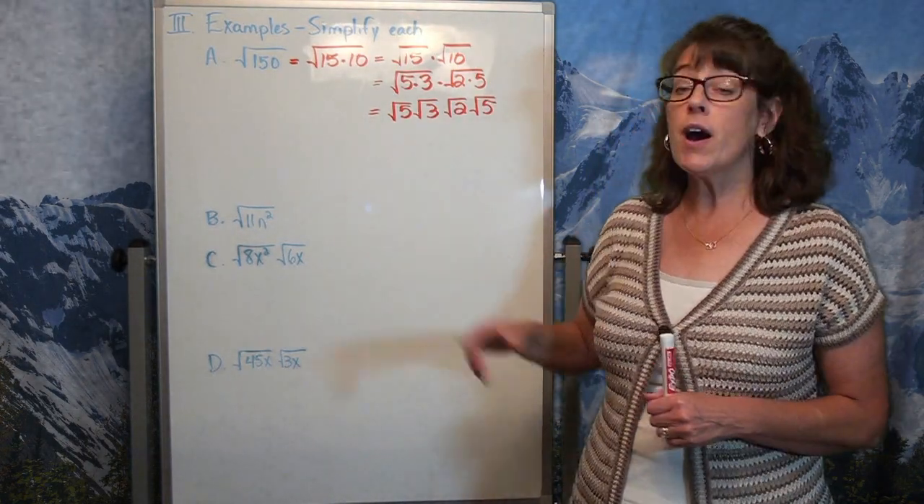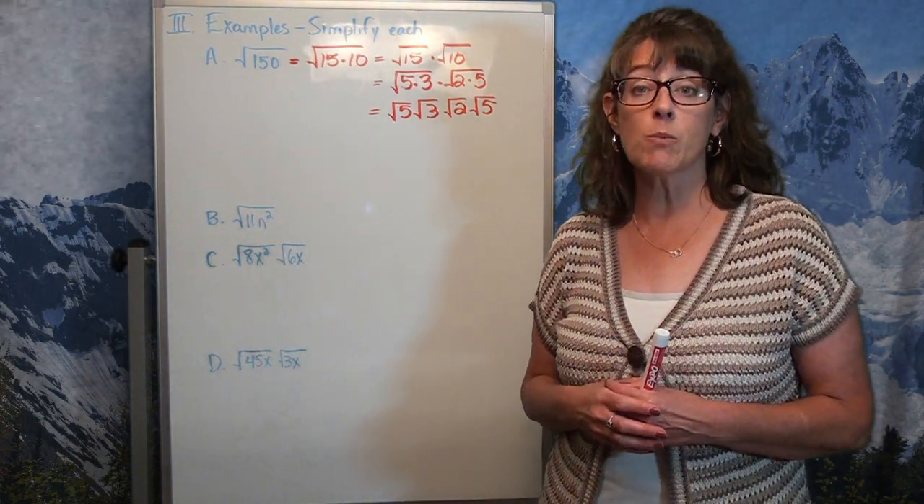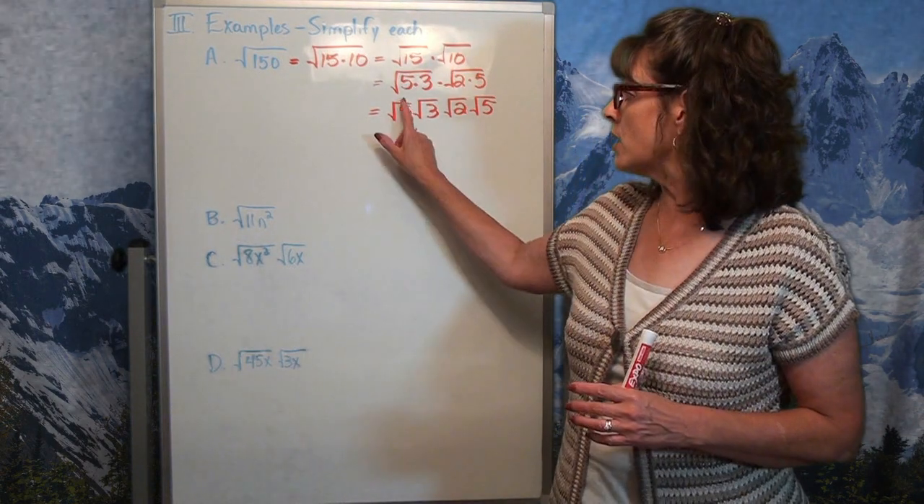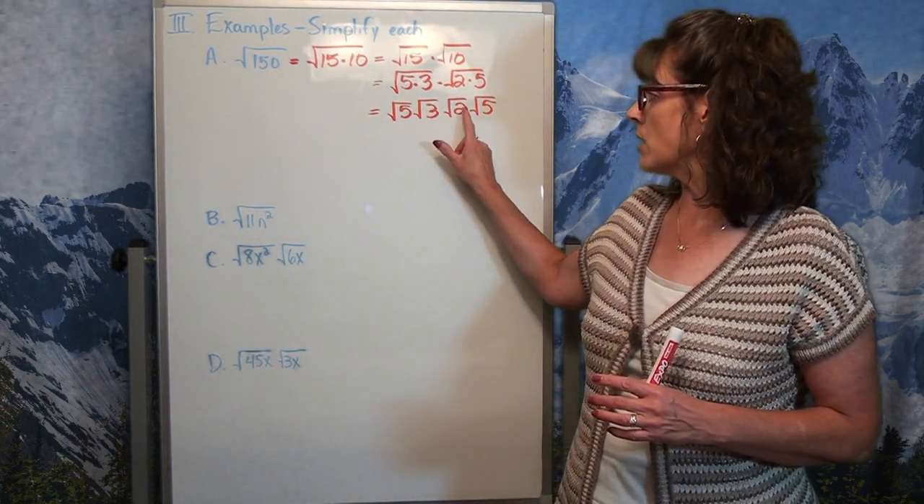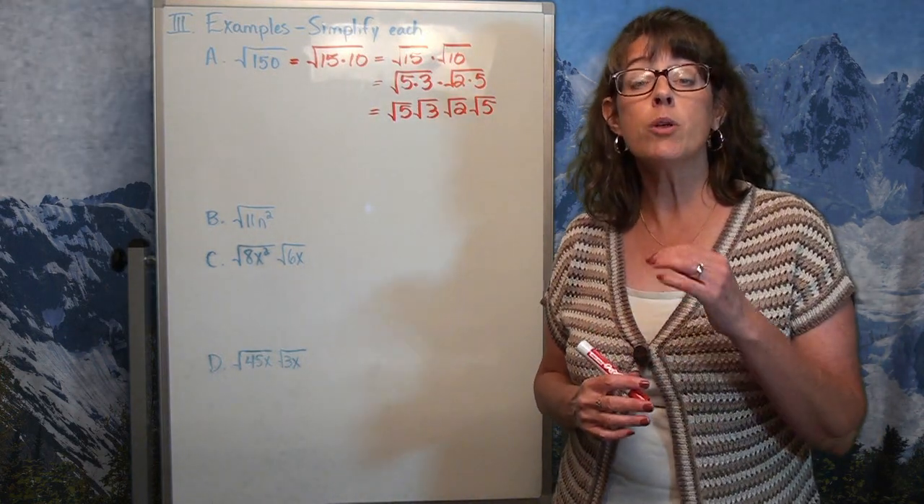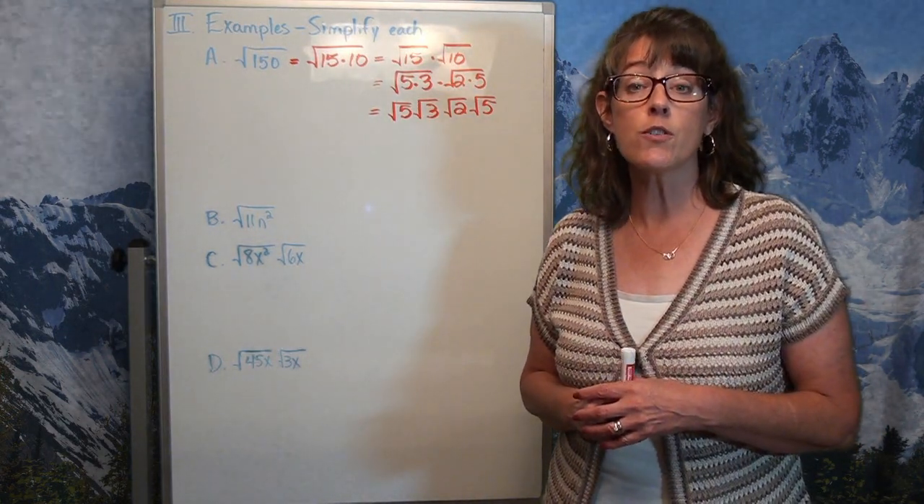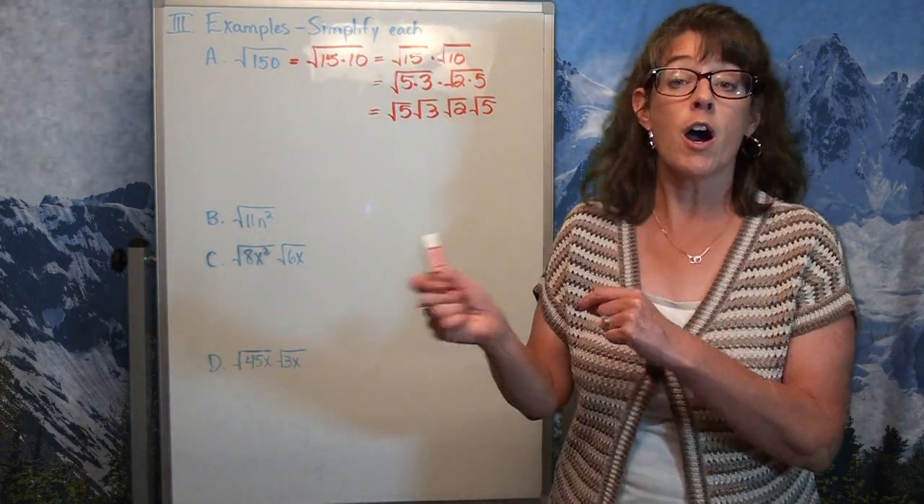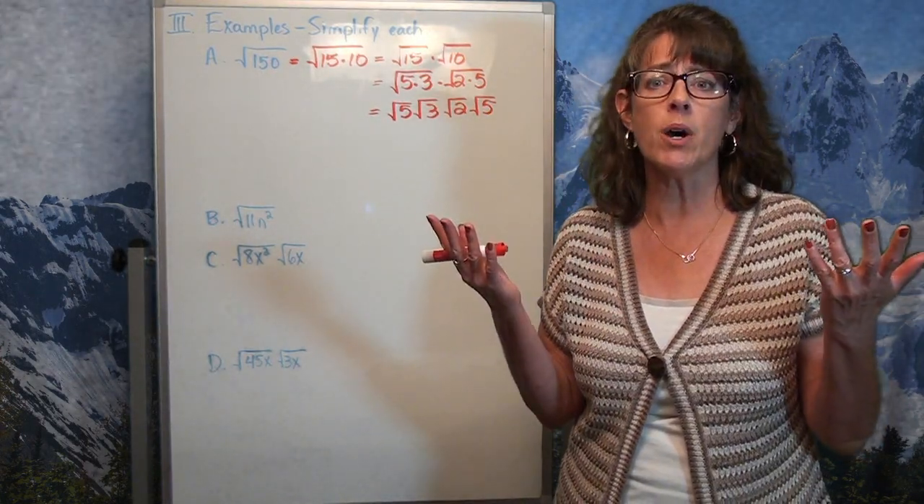However, this square root of 5 represents some crazy decimal number. It represents a number. So I've got a number here, a number here, a number here, and a number here. All these numbers are being multiplied together. Now you know that multiplication is commutative and associative, which means you can switch the order of multiplication. I can switch the order all I want.